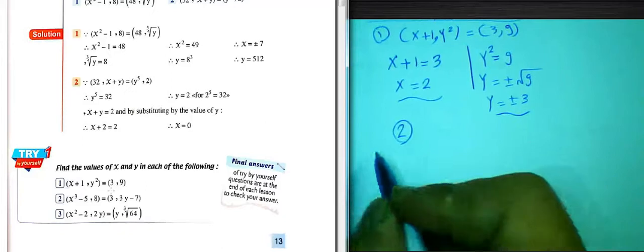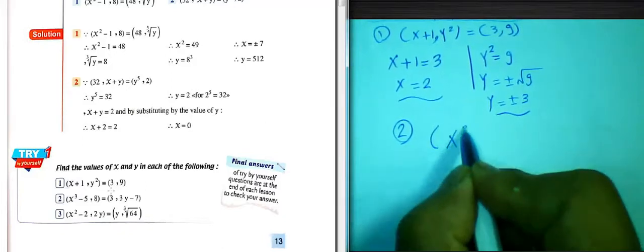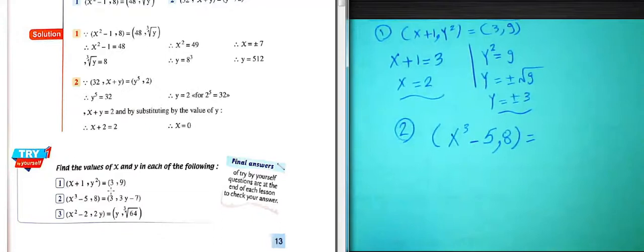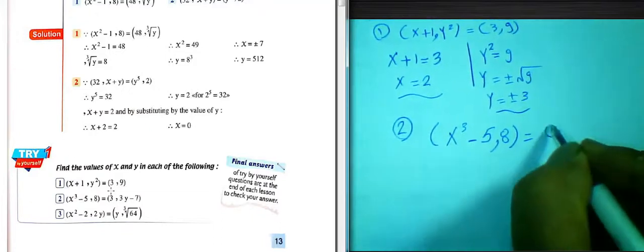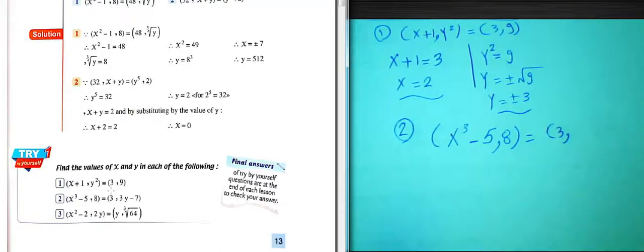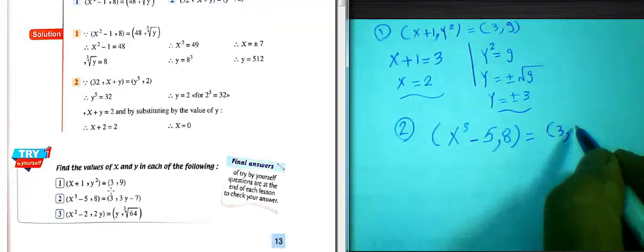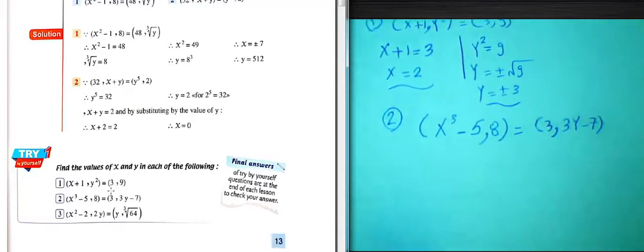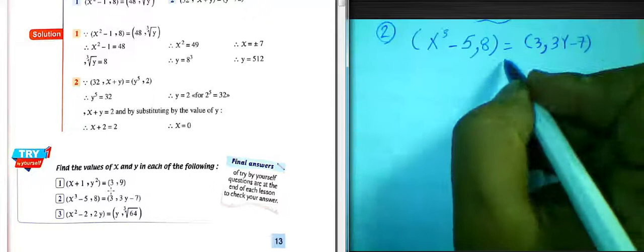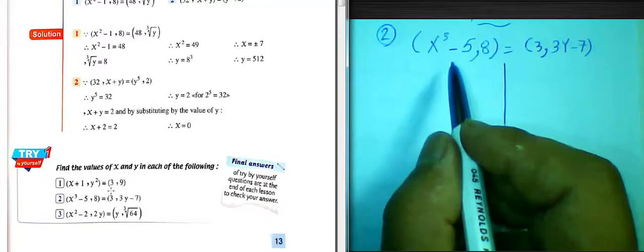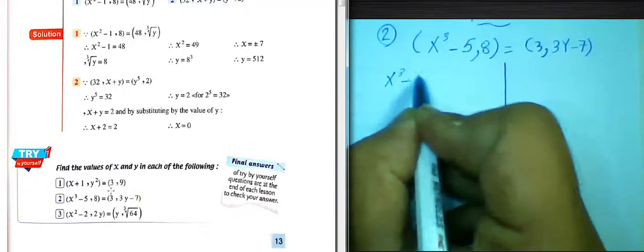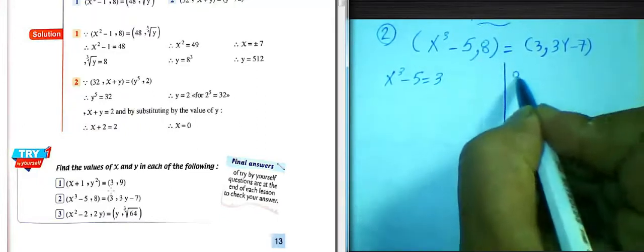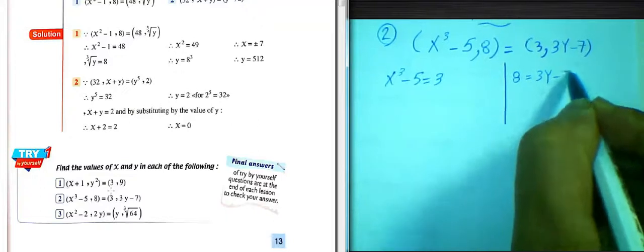Another example, number 2. The order (x power 3 subtract 5, 8) equals the order (3, 3y subtract 7). Who can solve it with me? First, we'll divide it into the first projections: x power 3 subtract 5 equals 3. And the second: 8 equals 3y subtract 7.